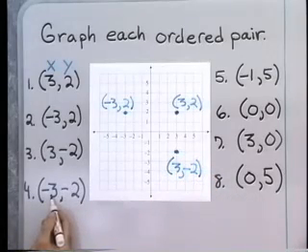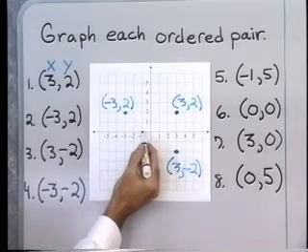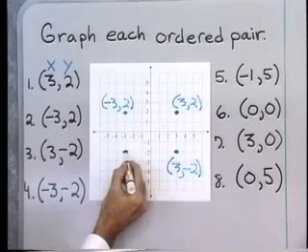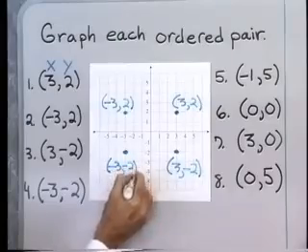My fourth point right here, x equal negative 3, y equal negative 2. I start at the origin, I move back 1, 2, 3, and then I move down 1, 2. And that's the point whose coordinates are negative 3, negative 2.